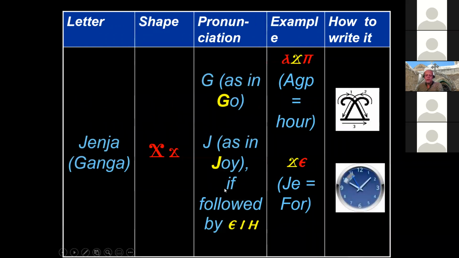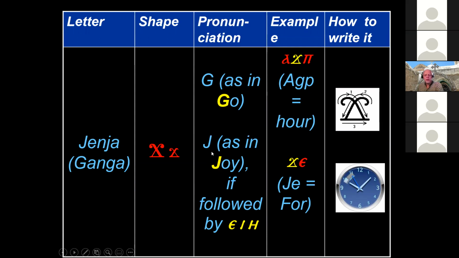And then the last letter, Jinja. So this looks like a delta. Remember, delta was like a triangle with a little hat. So Jinja is a triangle with two hats. This is Jinja, sometimes also called Ganga. Jinja is pronounced G most of the time, like the word Agb, which means hour. That's where we get the word Agbeya from. Agbeya is the book of the hours.